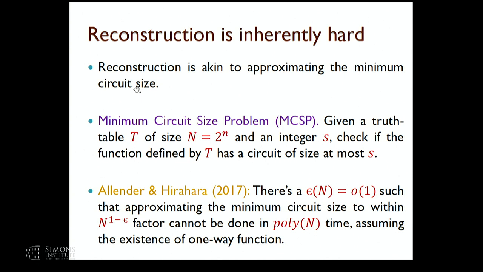So here is the precise result: let epsilon be some small constant, or it can be really small, much smaller than a constant. Then approximating the minimum circuit size within an n to the 1 minus epsilon factor cannot be done in polynomial time, assuming one-way functions. This result is just for the Boolean case. Yes, nothing for arithmetic circuits. So as Russell pointed out, it's for Boolean circuits, not for arithmetic circuits.